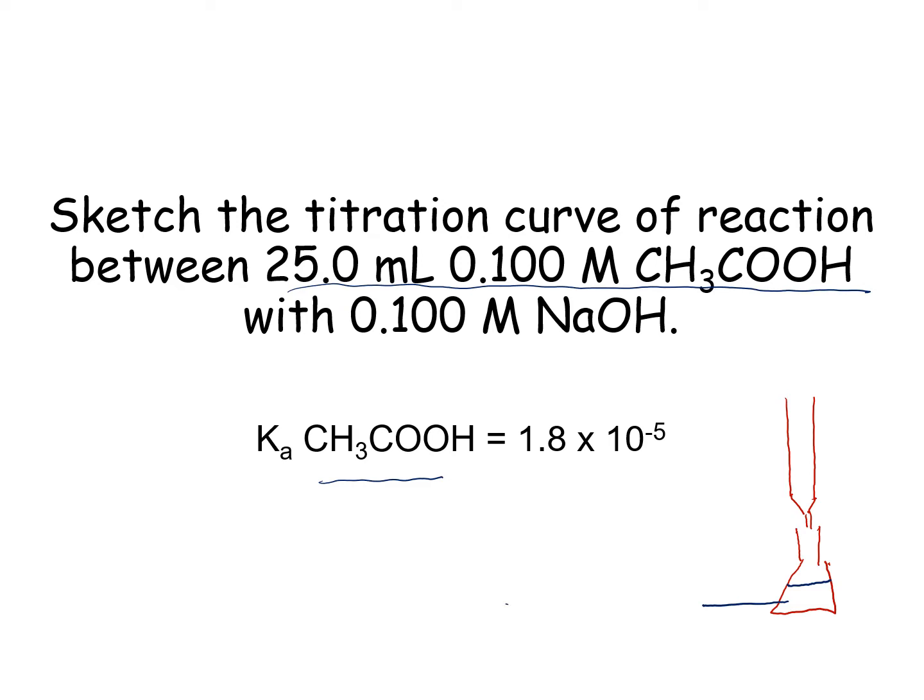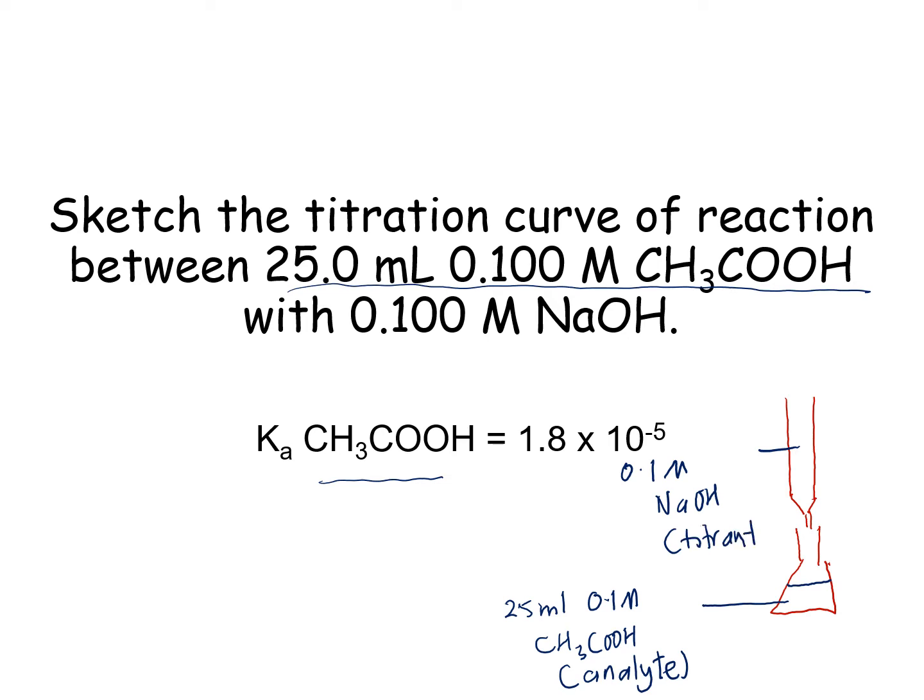So 25 ml of 0.1 molar CH3COOH is our analyte, and our titrant is 0.1 molar sodium hydroxide. Once we know the analyte and the titrant, we can start with the first step. What is our first step? Determine the initial pH of the system, the initial pH of the acid-base reaction.